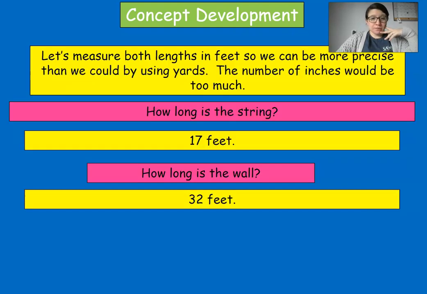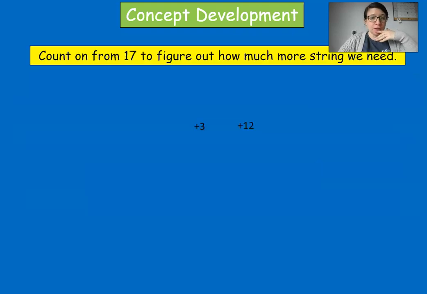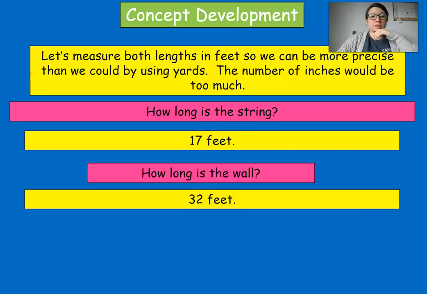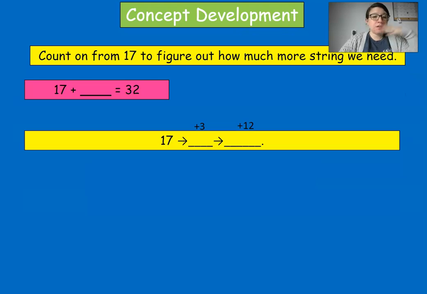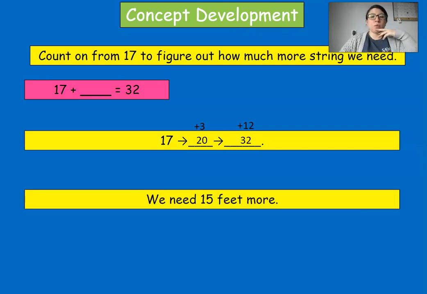What we're going to do is figure out how much more string we need. We don't have enough string, right? We have less string than wall. We need to figure out how much more string we need. So an easy way to do that is to count on from 17 to get to 32. Because we have 17 feet of string, 32 feet of wall. So let's count on. We're going to get to a nice even number of 20 by counting on 3 more. And then we have to get to 32. If we add 12, that'll get us to 32. So if we add the 3 and the 12, we need 15 more feet.